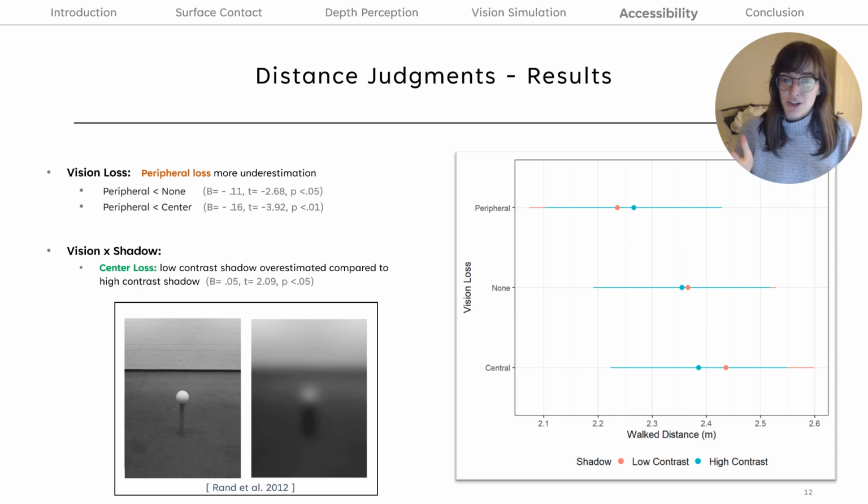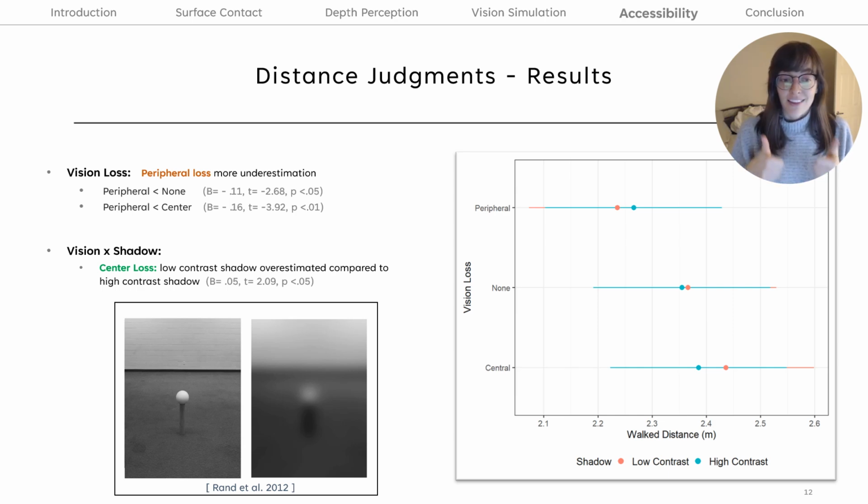When visual information is unclear and surface contact cues are missing, like for example, you can't see them because you have a blur in your center vision, people rely on optical contact. So when you rely on that method, objects appear farther away. In the absence of surface contact cues, you feel them farther away. We did find that here, where people overestimated the low contrast shadow condition relative to the high contrast shadow condition.